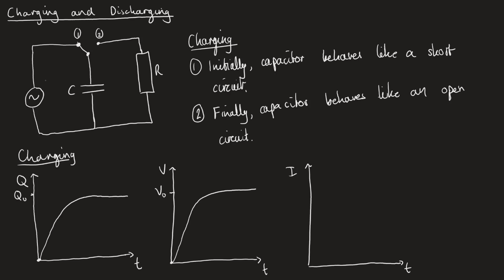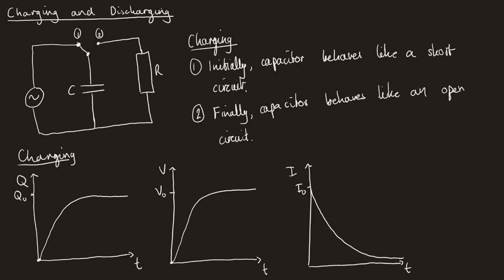Current follows a slightly different trend. If initially we behave as a short circuit, it means that to begin with, the current is actually at maximum. So the current is going to be opposite to the charge, because if we are storing more charge, it means that our current is decreasing. So we actually start with a maximum current, and it will gradually end up being a minimum. Okay? And this maximum current we can call I0. Now these three graphs perfectly explain how these things can charge.